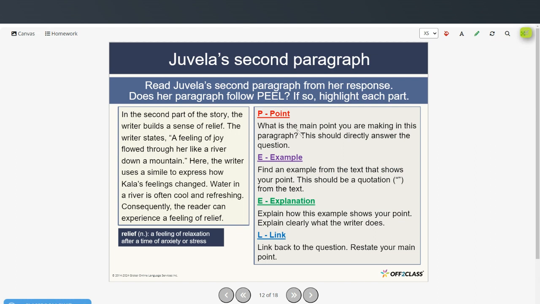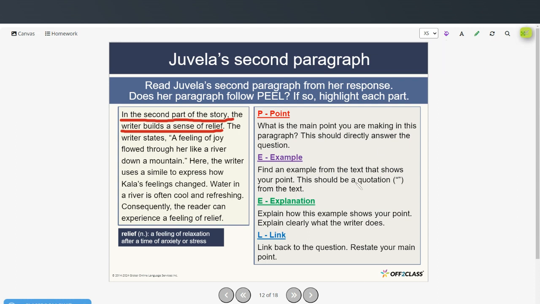So what is the main point you were making in the paragraph? And this should directly answer the question. So what feelings, that was the original question, what feelings does the writer create? So here in the second part of the story, the writer builds a feeling of relief. So that does follow the point in PEEL.